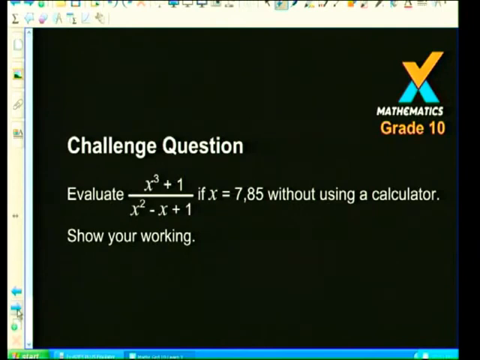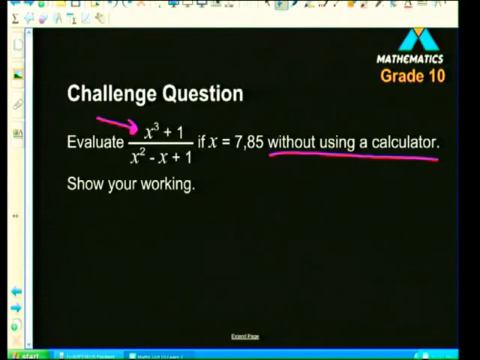Evaluate that without using a calculator. Now, guys and girls, I've got to tell you, without using a calculator means if you anywhere show that you've used a calculator, I can't give you any credit for the question. So, what is this going to involve? Let's have a look at the question and see if we can work out what's going on.